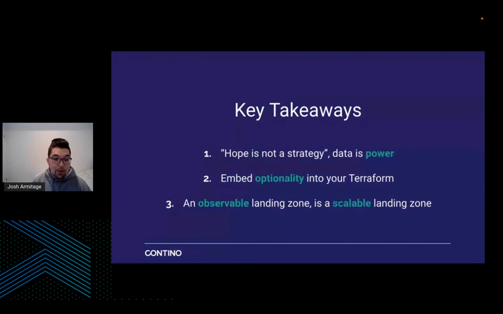The second one is embed optionality into your Terraform. I'll get into what I mean by that quite specifically, but this is very much when you're starting to build out the Terraform, and how you do state file management is really critical. And the last one is an observable landing zone is a scalable landing zone. So you need observability in order to be able to scale these things.